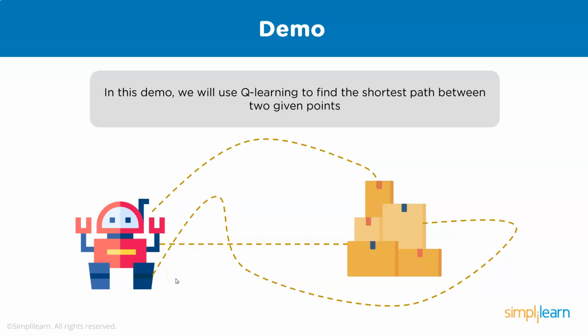In this demo, we've found the shortest distance between two paths based on whatever rules or state rewards we have to get from point A to point B and what available actions there are.